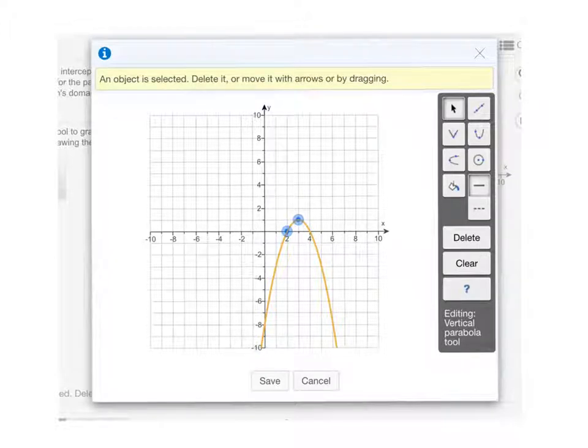Once you do that, the computer will automatically draw your parabola. So this is what you will see. And you'll see that they graphed the vertex, okay, that's the top point here, and then the x-intercept at (2, 0), then they drew the parabola for you. And that's all you need to do. You do not need to plot any other point. You just need to plot those 2 points and then click Save.